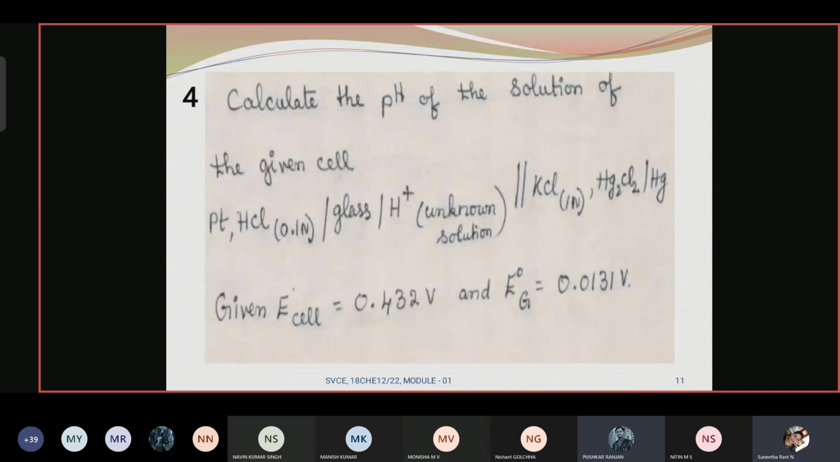Fine. Shall we go to the next? All of you got the answer, the same pH 2.33? Yes, ma'am, here that 0.1 normal is equal to 0.1 molar for HCl only, ma'am.